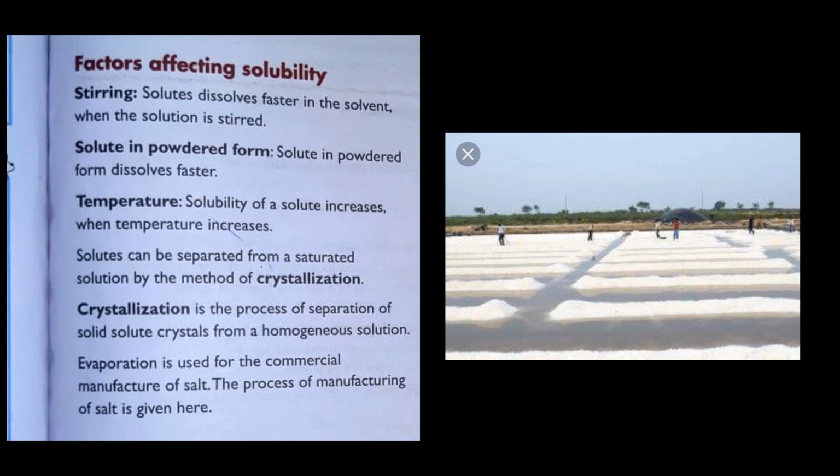That means the salt from water that we are going to talk about is also in crystal form only. So evaporation is used for the commercial manufacture of salt. The process of manufacturing of salt is given here. In the book you will be able to see the picture. Next we are going to talk about how we get the salt from the seawater.